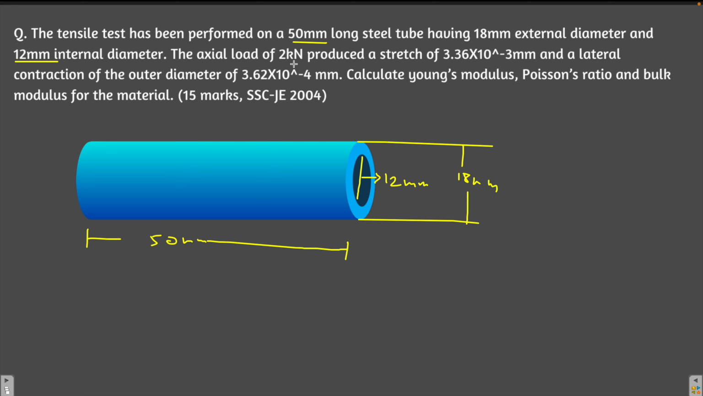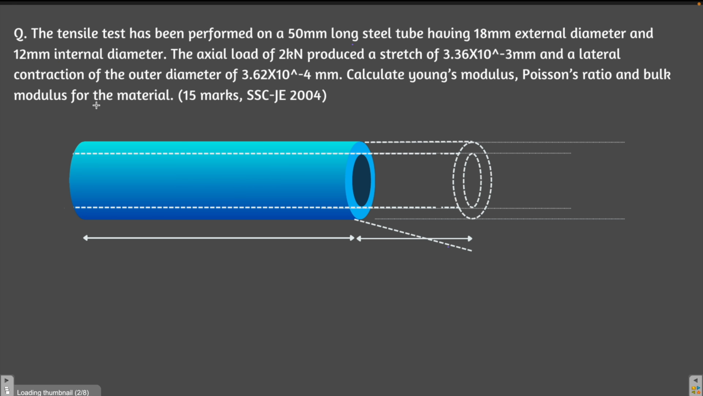Now it says that an axial load of 2 kilonewton produces a stretch. So we are pulling this by a force of 2 kilonewton, and due to this load there is a stretch in the length and lateral contraction in the outer diameter. This means the tube will contract and become something like this. And we have to calculate the Young's modulus, the Poisson's ratio, and the bulk modulus of the material. So now we have understood the diagram.